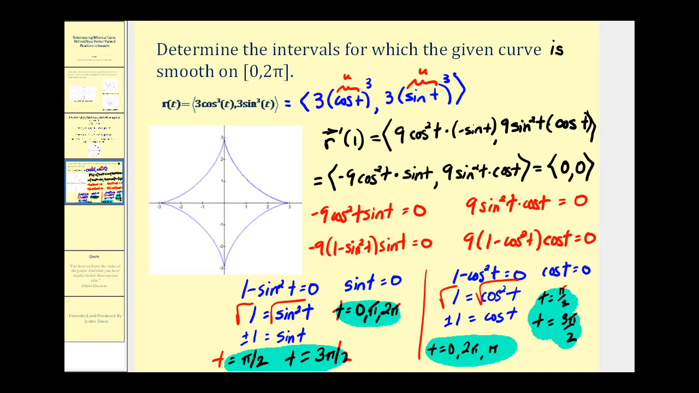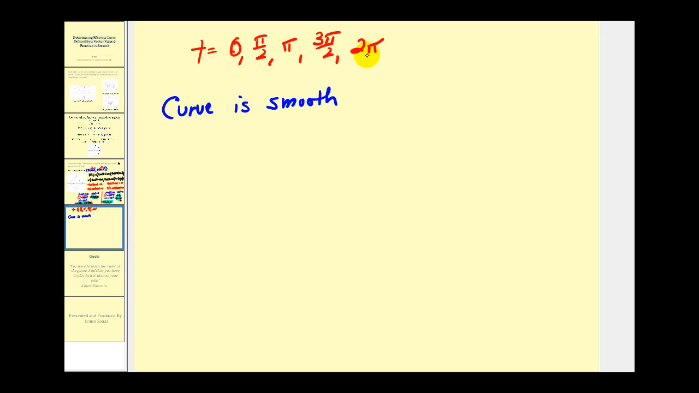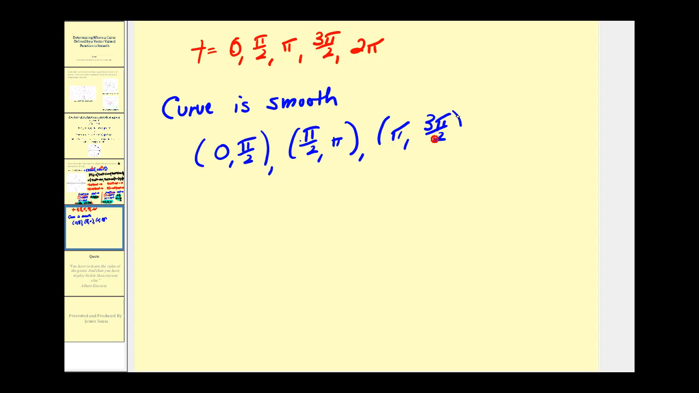So let's go ahead and take this information onto the next screen. We had t equals 0, t equals pi over 2, t equals pi, 3 pi over 2, and 2 pi. So that means the curve will be smooth on the intervals between these values. So it'll be smooth on the open interval from 0 to pi over 2, and then from pi over 2 to pi, from pi to 3 pi over 2, and then lastly from 3 pi over 2 to 2 pi.